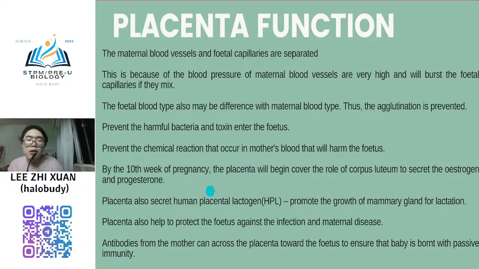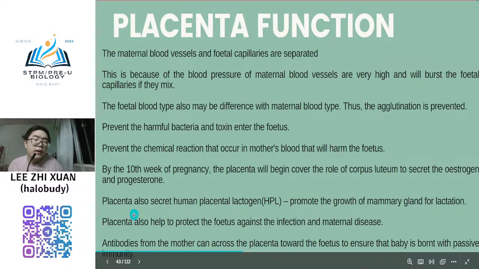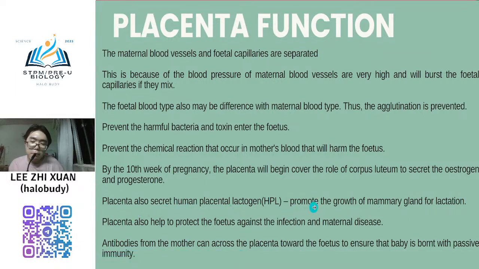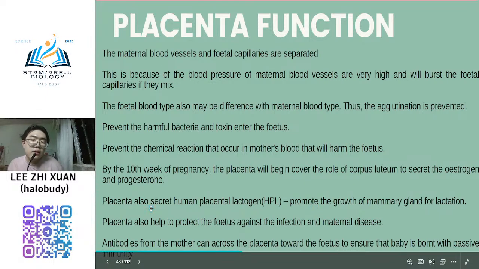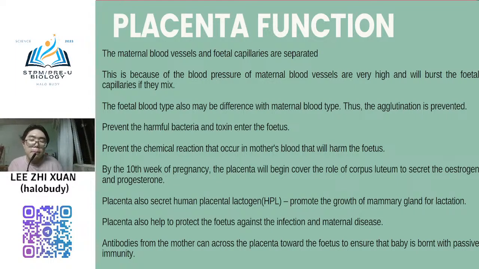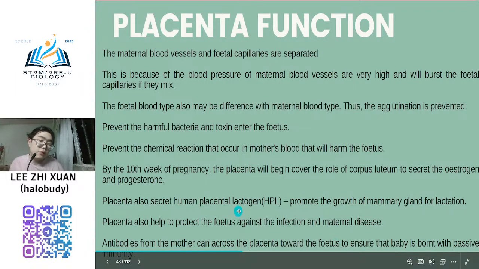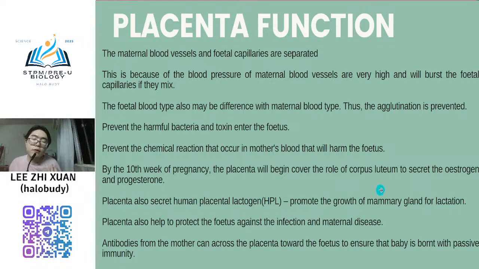And then the placenta can also secrete human placental lactogen, HPL. This one promotes the growth of the mammary glands for lactation, to produce milk, breast milk. The placenta also protects the fetus against infection and maternal disease. The antibodies produced in the mother can pass through the placenta and go to the fetus to ensure that the body has passive immunity. So this is one type of passive immune response, where the immunity comes from the mother. Okay, these are all the placenta functions. You need to know them, because I think one year a question came out asking you to explain the structure and function of the placenta. So yeah, you need to know.